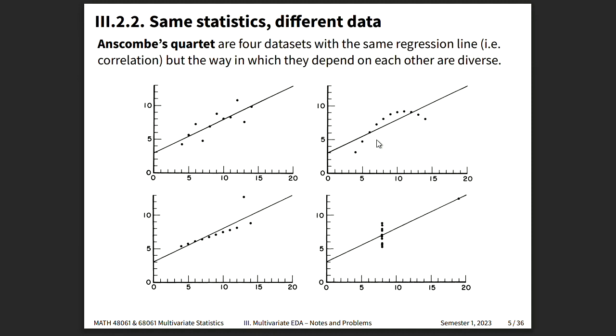Has anyone seen this before, Anscombe's quartet? So this is a very, very famous example by Anscombe, and it's 4 simulated data sets, where each one would have the same regression line. In our case, the regression line is the correlation, so it's the off diagonal of S, if we're thinking about this being variable x1, this being variable x2. But the way in which they depend on each other is diverse. So the ways in which things can be non-independent is very different from the ways in which they can depend on each other.